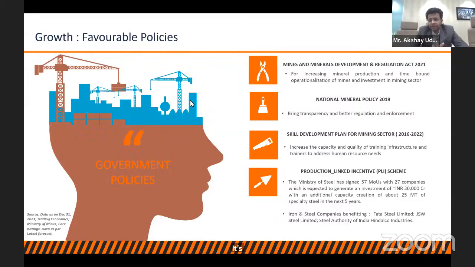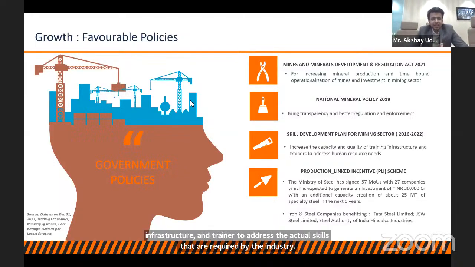Then we have the skill development plan for the mining sector, where the government is focusing on training students and employees, making them ready with the industry-ready skills required for this metal sector. If I talk about just the steel sector, it employs more than 20 lakh people indirectly and 6 lakh directly. The skill development plan aims to increase the capacity and quality of training infrastructure and trainers to address the actual skills required by the industry.